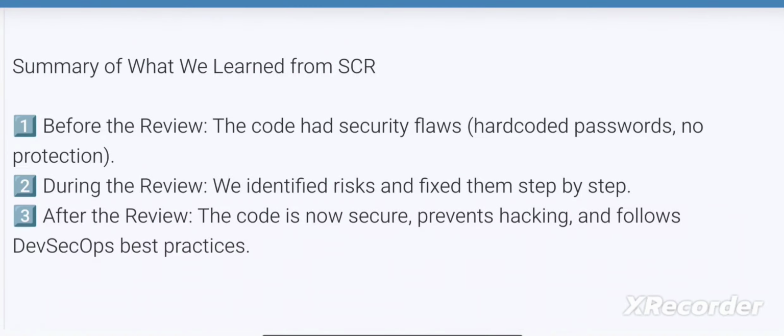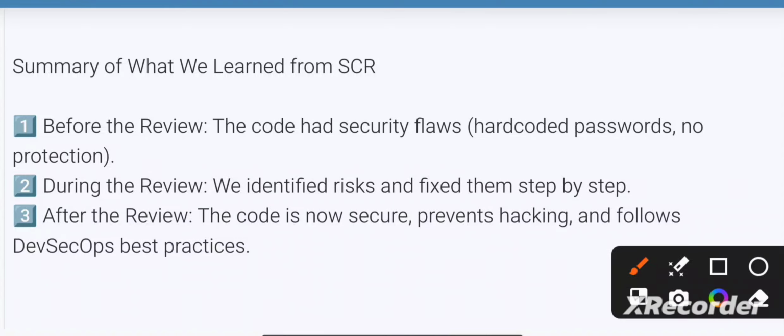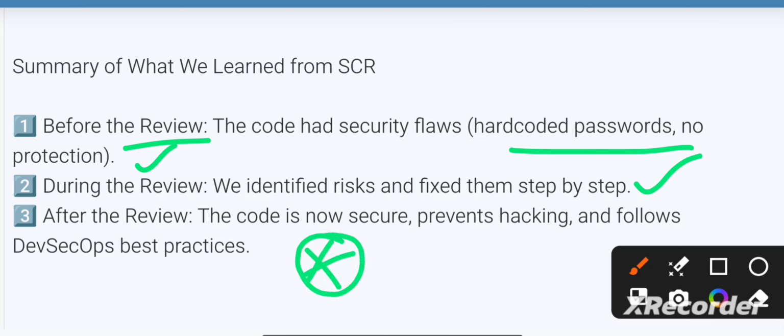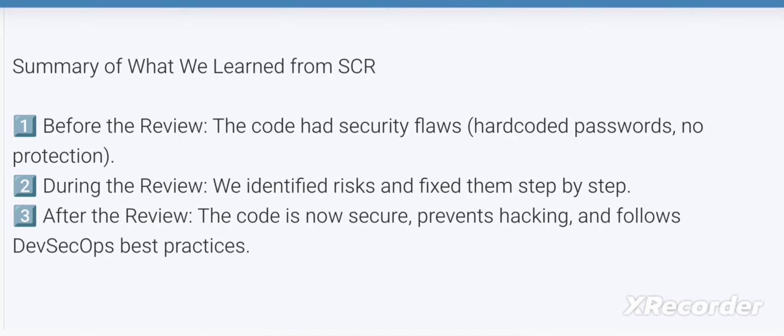And this is the summary of the source code review. Before the review, the code had security flaws like hard-coded passwords and no proper protection. During the review we identified some potential risks and fixed them in a step-by-step process, as we discussed in the earlier steps. And after the source code review, this is what happened: the code is now secured, prevents hacking, and follows best DevSecOps practices as per the industry.